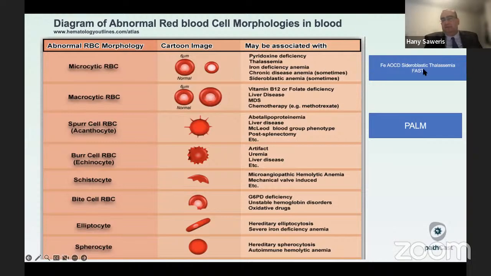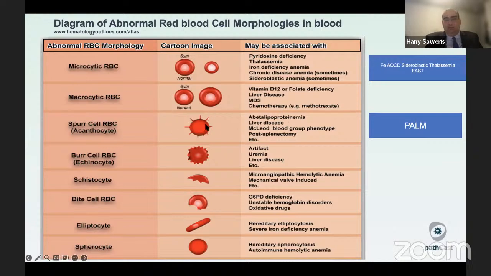Causes of microcytic anemia, I love to memorize with this acronym or mnemonic: iron deficiency anemia, anemia of chronic disease, sideroblastic anemia, and thalassemia, or FAST. That's my own personal mnemonic to memorize the causes of microcytic anemia. Macrocytic are much easier: B12 or folate deficiency, liver disease, MDS, and chemotherapy.